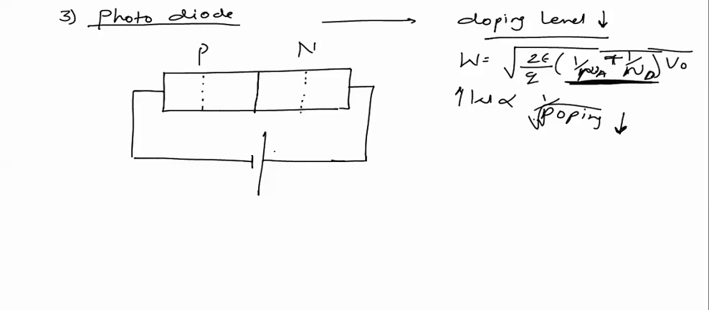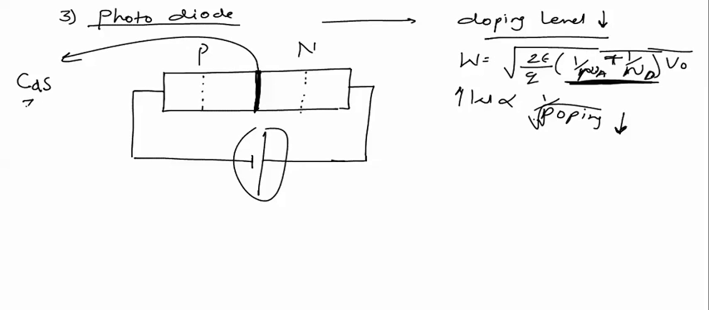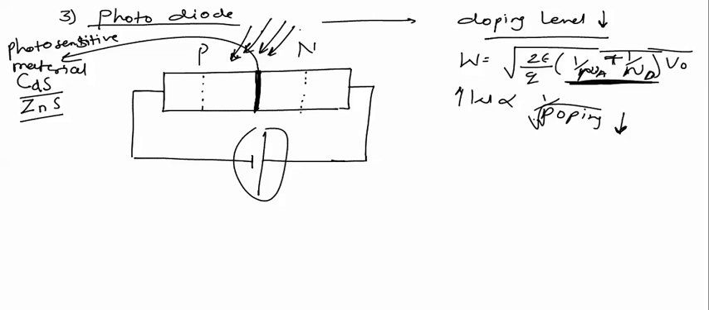This is the P region and this is the N region, and this battery is making this PN junction reverse biased. Now, a photosensitive material is placed over this junction. This photosensitive material is sometimes cadmium sulfide, sometimes zinc sulfide, or any other material. When light is incident on this diode, the effect of light due to this photosensitive material will be considerable as compared to a normal PN junction.